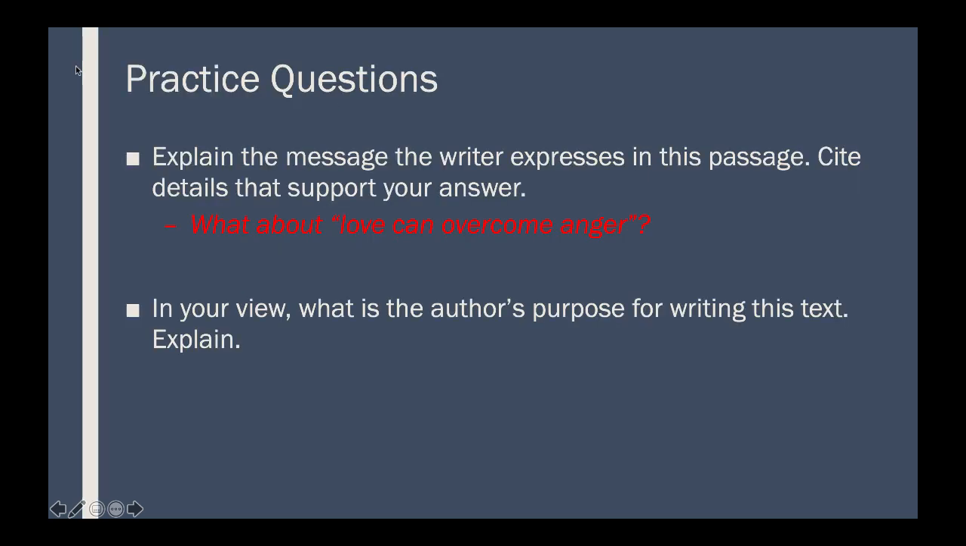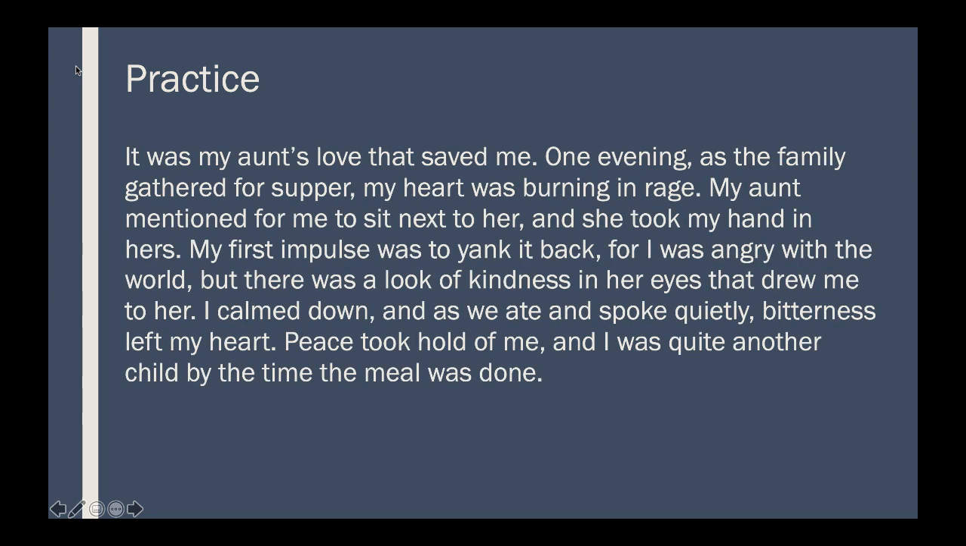To explain the message that the writer expresses in this passage, what about love can overcome anger? If we go back to the passage, what tells us that? Well, the aunt is holding the hand and asking her to sit next to her. These are loving acts, right? The child wanted to yank it back, but decided not to. There was a look of kindness in her eyes that drew me to her. All of this is indicating love melting the heart of the child who is very angry.